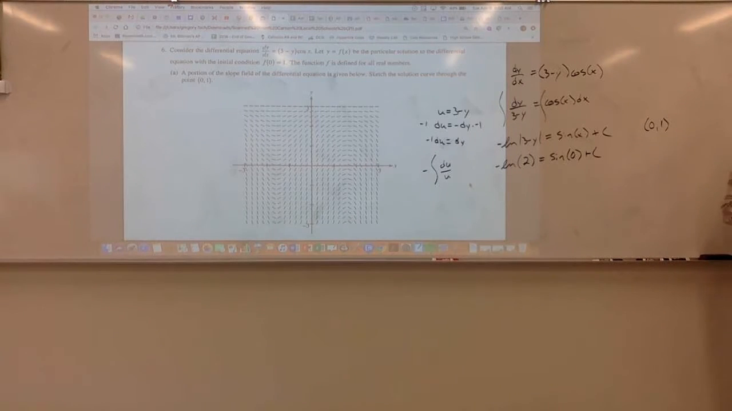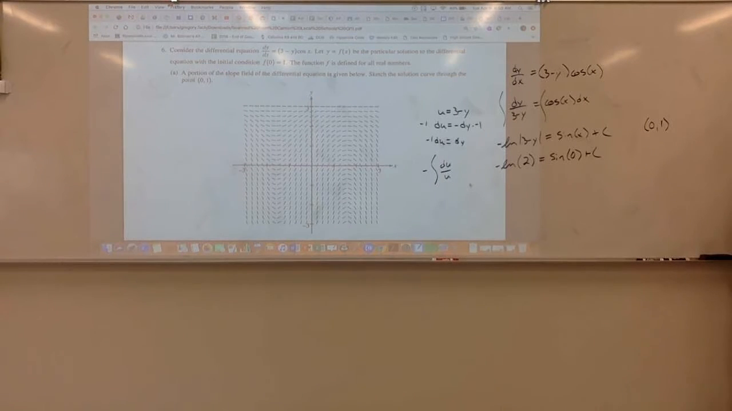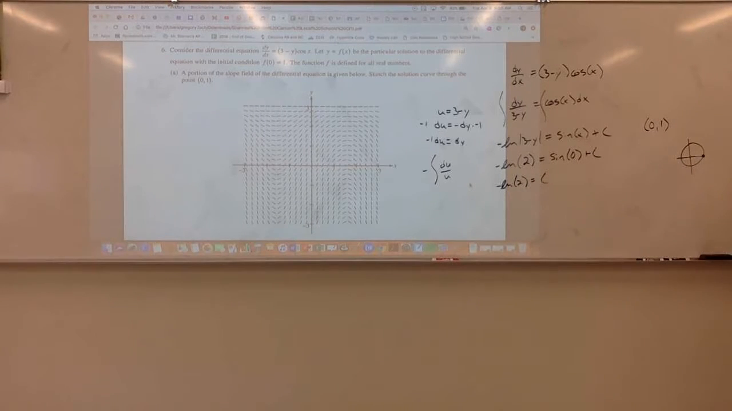So we need to know what sine of 0 is. Isn't it 0? I said it was 1. Which is it? Sine of 0, 0 or 1? 0, because we're talking about this point right here, and sine is the y value. So that would be 0. So we just end up with negative natural log of 2 equals c. So now we need to take that and plug that in here. So negative natural log of 3 minus y equals sine of x minus natural log of 2.